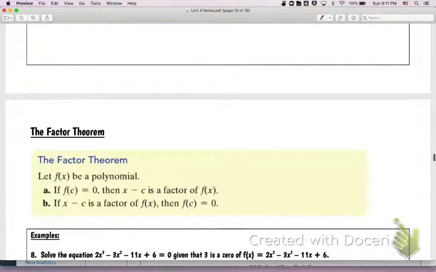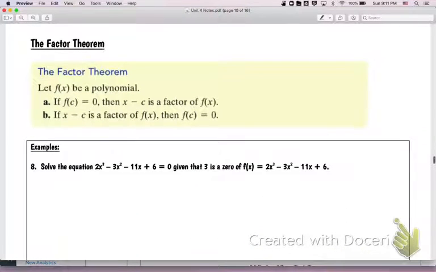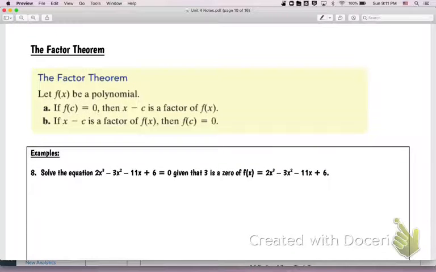Okay. Now the factor theorem is an extension of the remainder theorem. It says if f of x is a polynomial, then two things are going to be true. If f of c is equal to 0, then that means that x minus c must be a factor of the function. And the converse of that is also true. If x minus c is a factor, then that means f of c is equal to 0. Now don't forget what the factor theorem just told us.